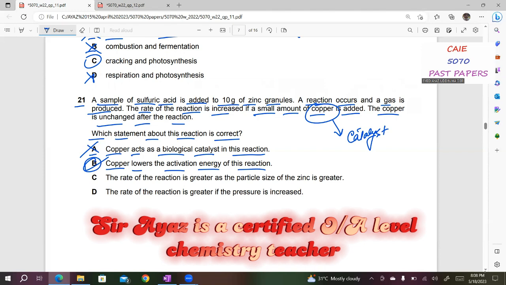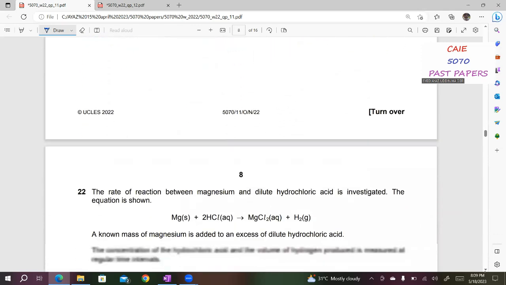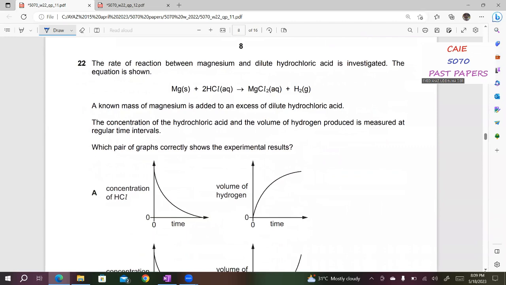I'm reading the other statements also. C, the rate of the reaction is greater as the particle size of the zinc is greater. It has nothing to do with the size of the zinc because they are not saying anything about the size of the zinc. So this is also irrelevant, wrong. D, the rate of the reaction is greater if the pressure is increased. We don't have any gases here, so there's no effect of increasing the pressure. So we have only B as the right choice. Number 22.